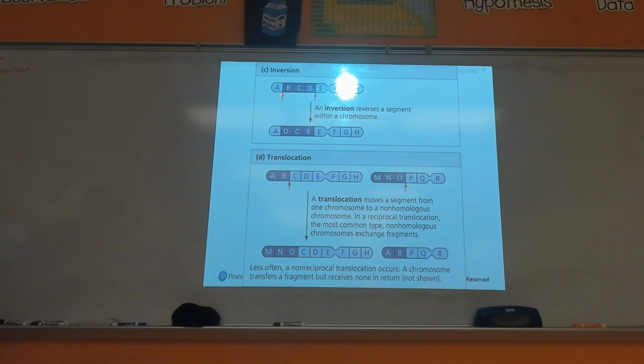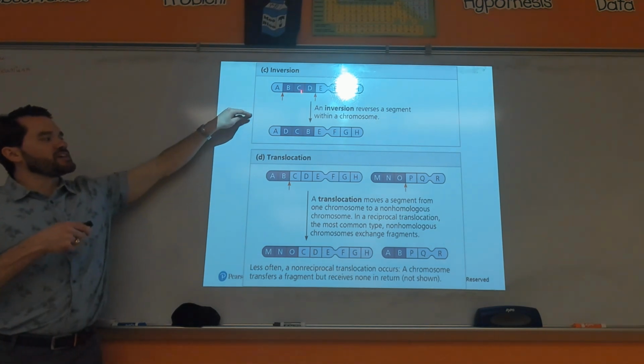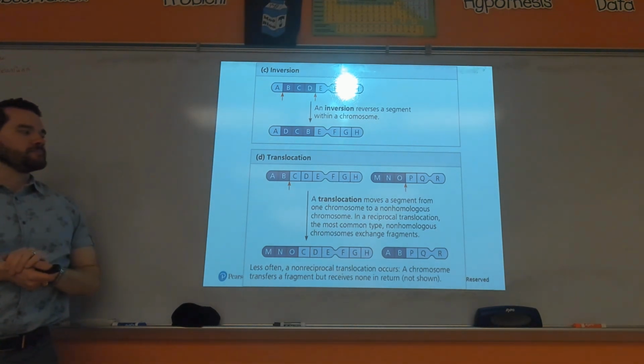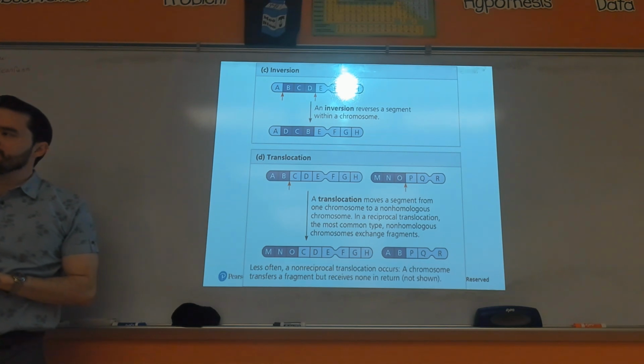Inversion would be if you invert something, like you're flipping it over. That's essentially what's happening. You change the order of the genes on the chromosome. So you had B, C, D, but now there's an inversion. Now it went D, C, B. Okay. Now this one's kind of interesting because this is a little bit more livable, I guess you could say.